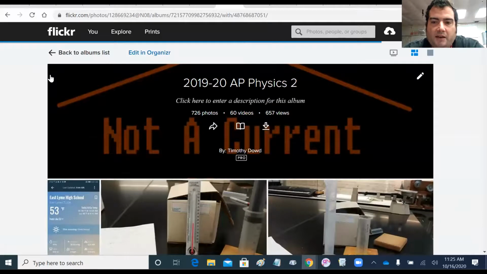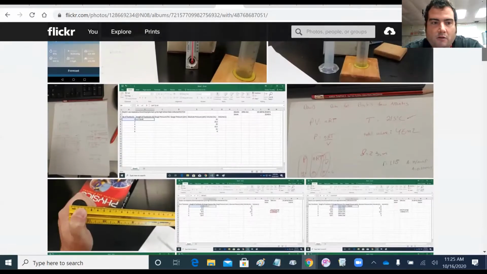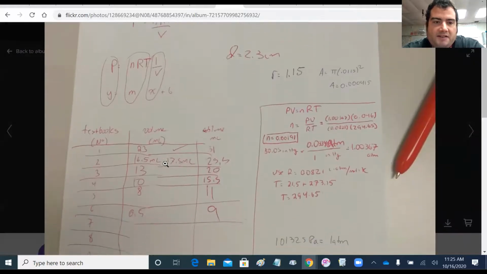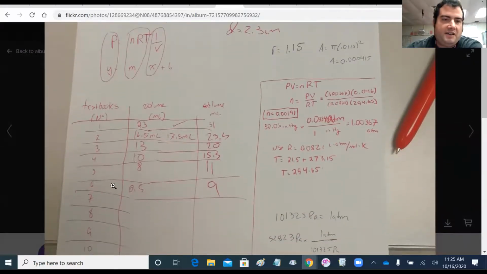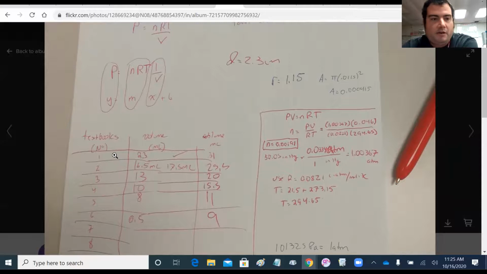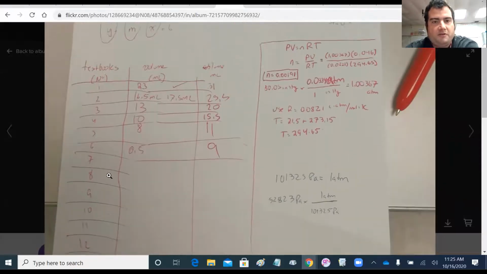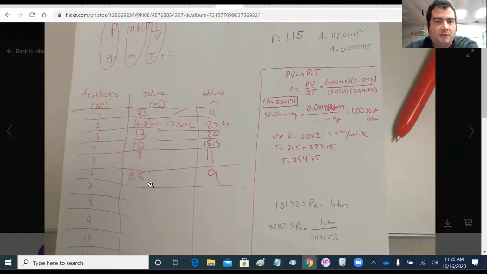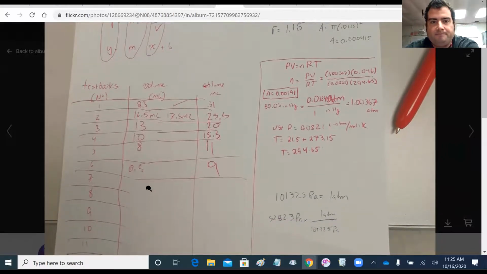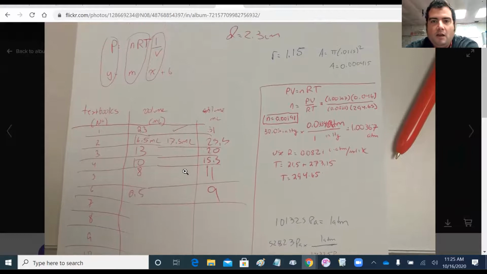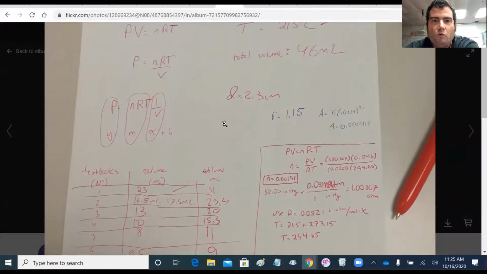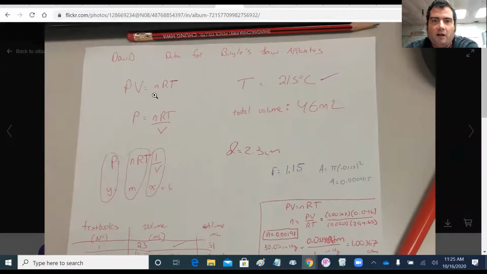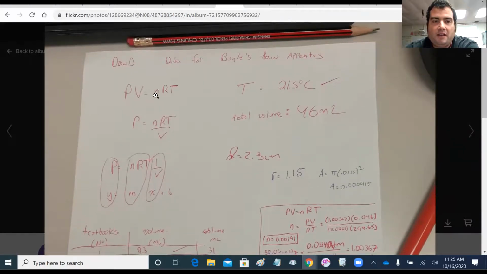So that lets us make a set of data. And what I did for students in order to collect data is I had them put down the number of textbooks. I had them read the volume off of the syringe as they put various books on top.